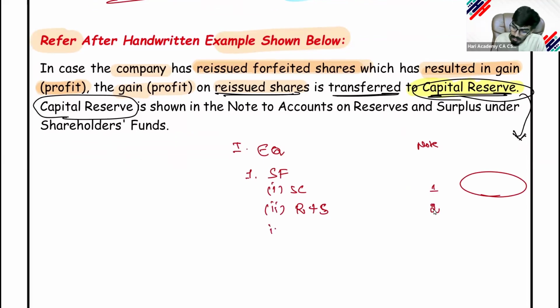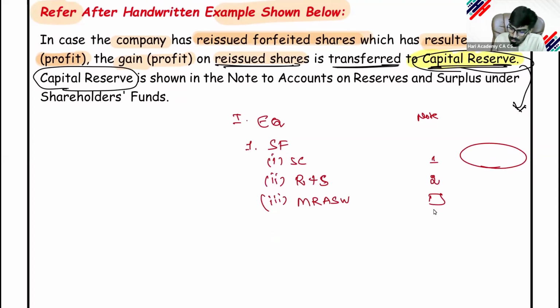Third will be money received against share warrants. There is no note number. Basically, they will never ask you, but for understanding purposes, since most people don't know about it, I will tell you what it is. Then number 2 will be SAMPA, share application money pending allotment. In some cases it will be there; why, how and when it will come, we will discuss everything. Then 3 NCL, 4 CL.